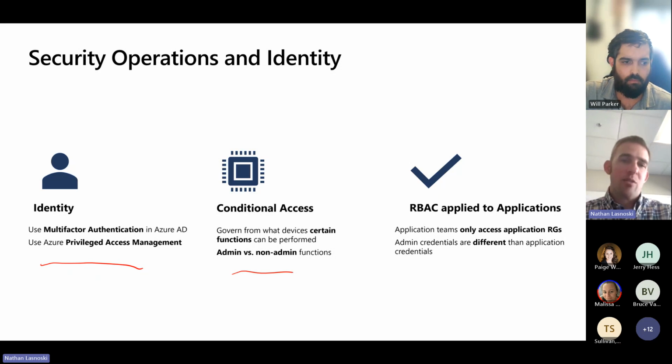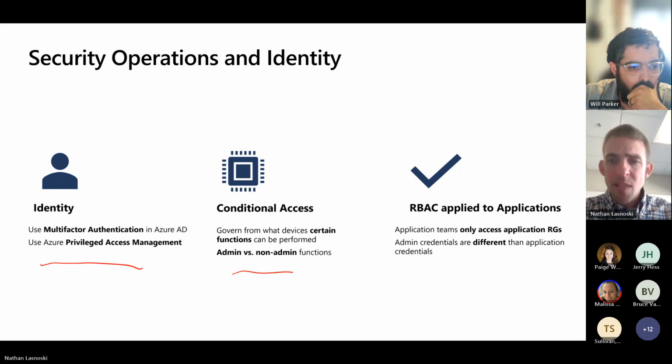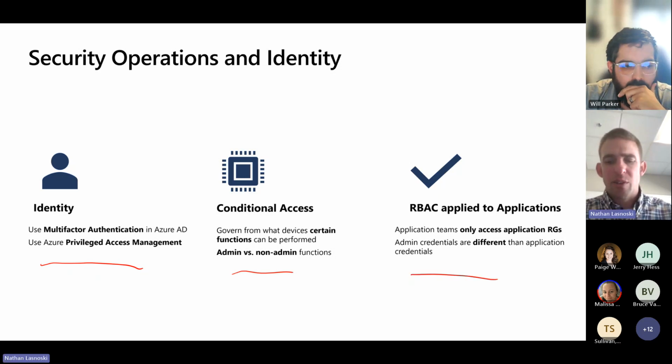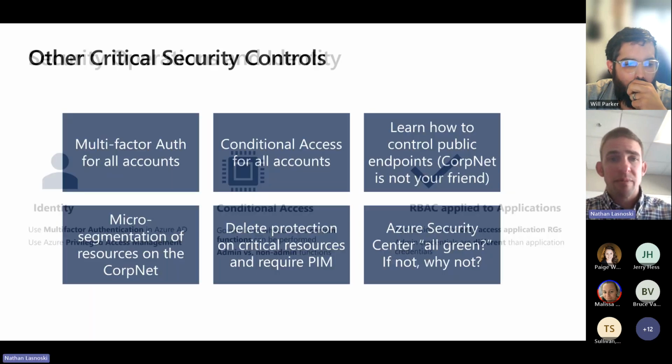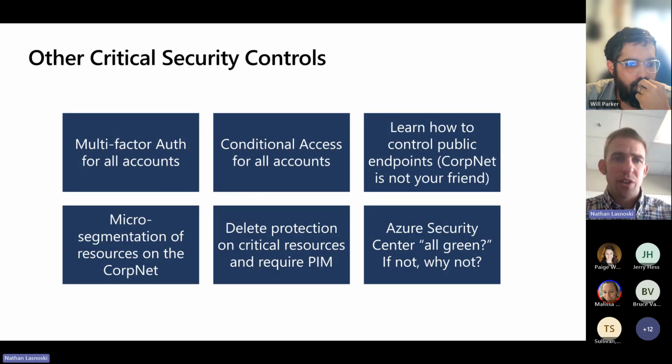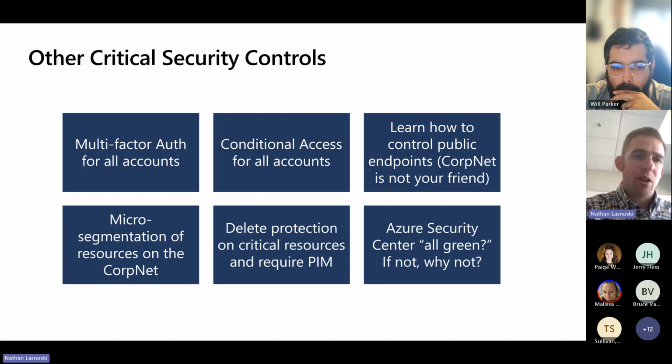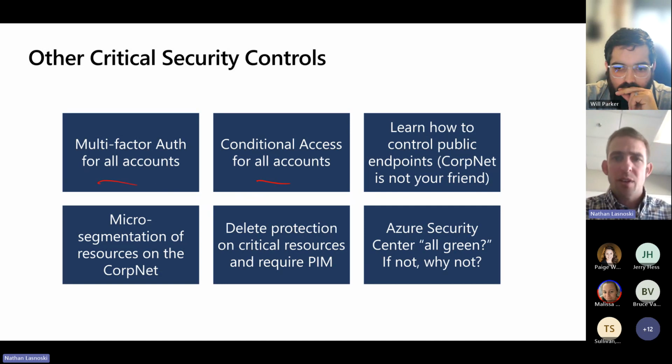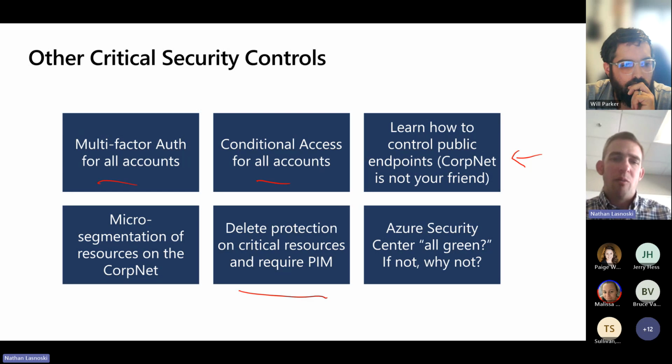Like, this is an opportunity for us to make sure that what is actually being used to access my environment is one that is safe, or at least mitigate the extent to which it's unsafe. And then, of course, RBAC applied. Certainly lots of issues associated with how people have applied security controls inside of their Azure environment to do this well. Okay. So a couple other critical security controls. We hit this: multi-factor auth on accounts, conditional access on all accounts, learn about public endpoints, micro-network segmentation, deletion protection.